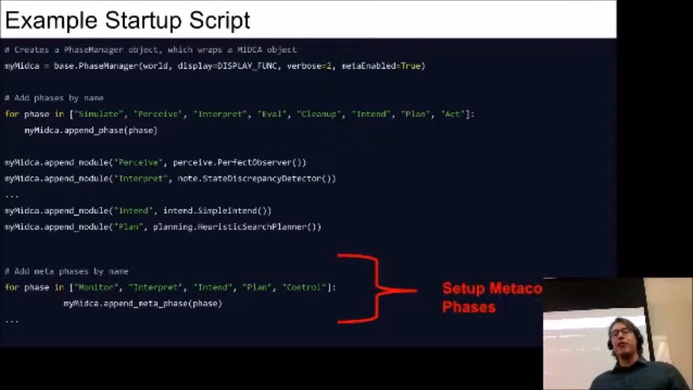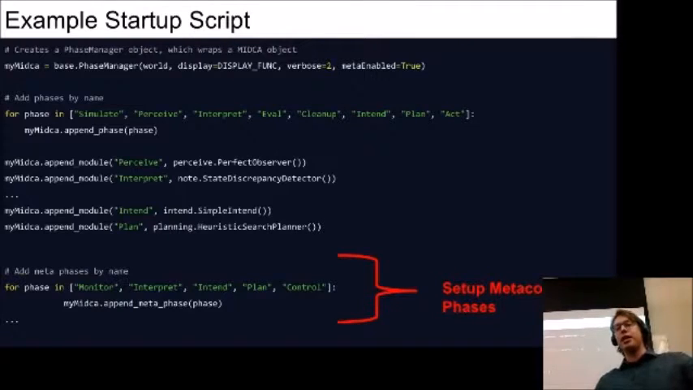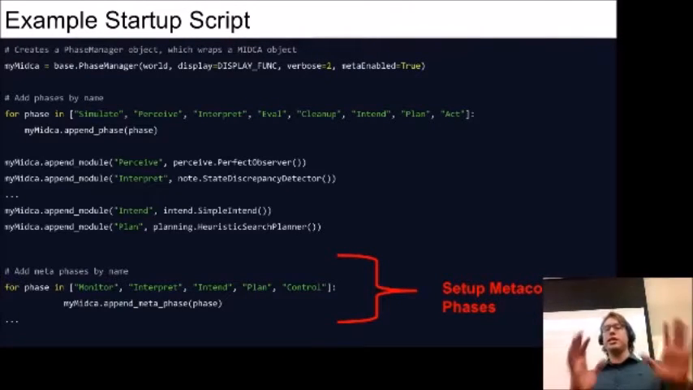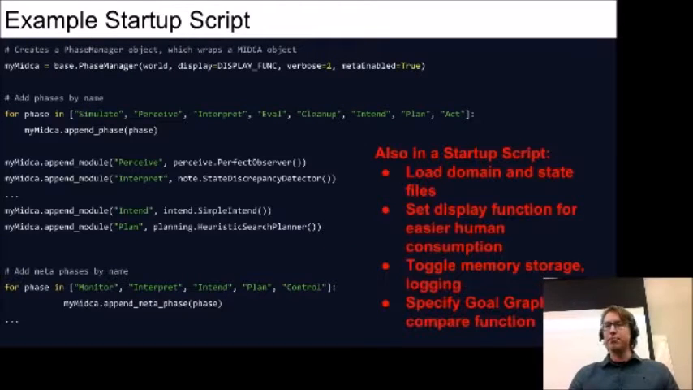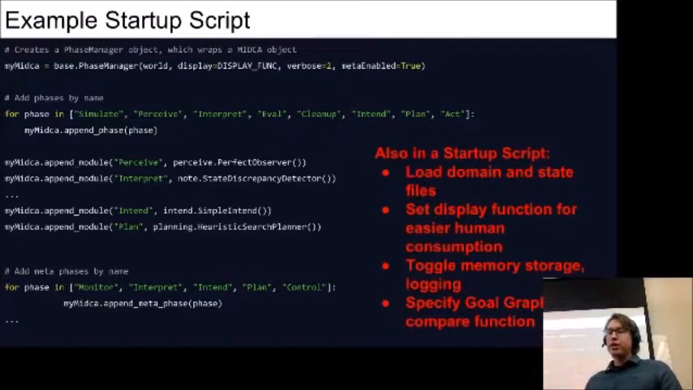And then we have the same thing for metacognitive phases. This is a recent addition to the architecture within the last year or so. Just like we add modules at the cognitive layer, we do the same thing for the metacognitive layer. I don't show it here, but that's what it looks like. If you look at an example script file, this is what you'll see. The other things in a startup script: we load the domain and state files, we set a display function for the human to be able to view it if they're running it in simulation. You can toggle things like storing the memory values at each phase and logging, and you can also specify the goal graph and how to compare goals across the goal graph.